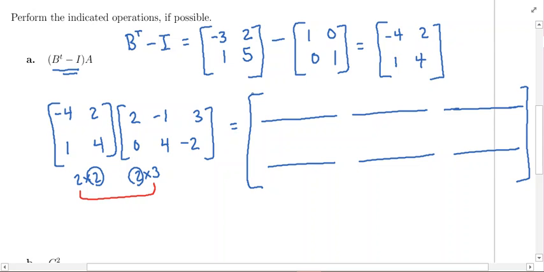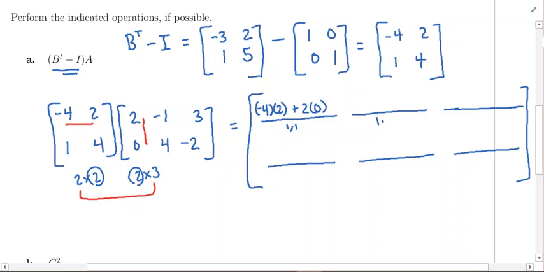Let's start here. This is the first row, first column, so we're going to do our dot product. I'm just going to underline here, because if I highlight, I may end up writing or erasing the numbers. First row, first column: it's going to be -4 times 2, plus 2 times 0. That's what will go in that position.